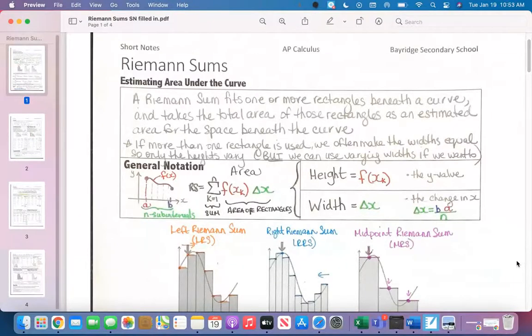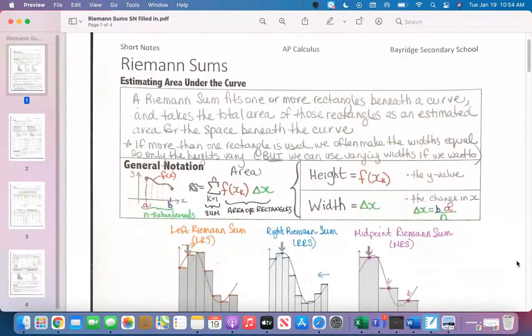So I'd like to go through our short notes that we've created for Riemann sums as a way of just going over some examples of Riemann sums, how they work, what they are, and hopefully this helps you have a really solid foundation of what a Riemann sum is, because Riemann sums will help us establish a foundation for some of the integral calculus that we're going to be exploring next.